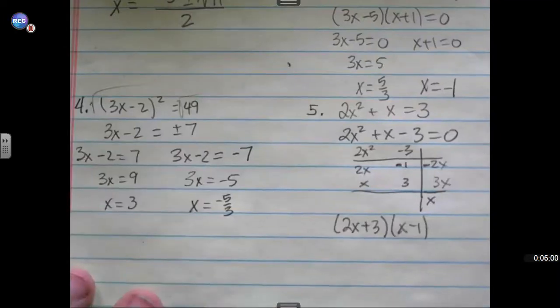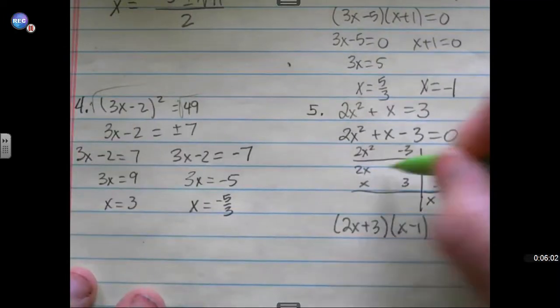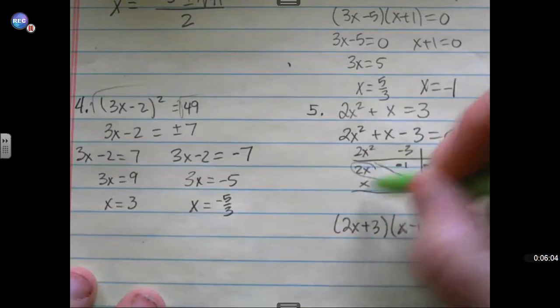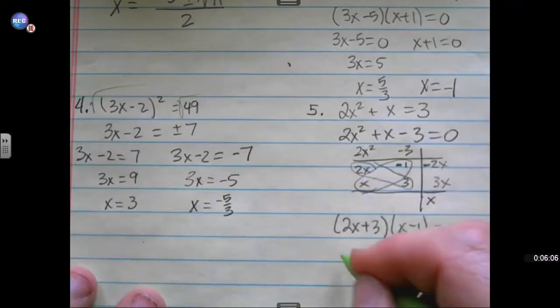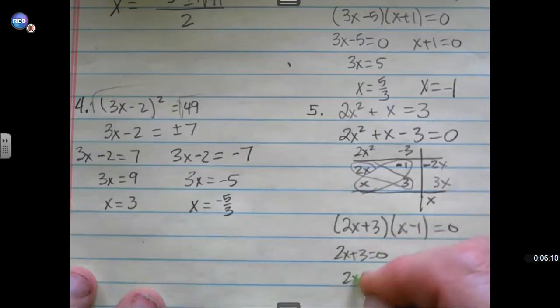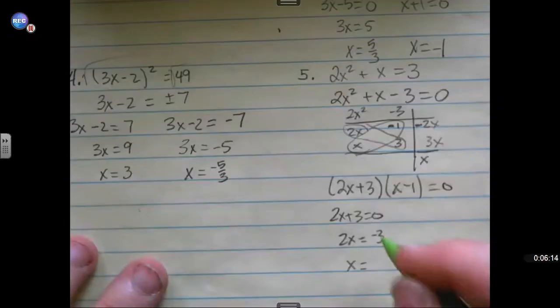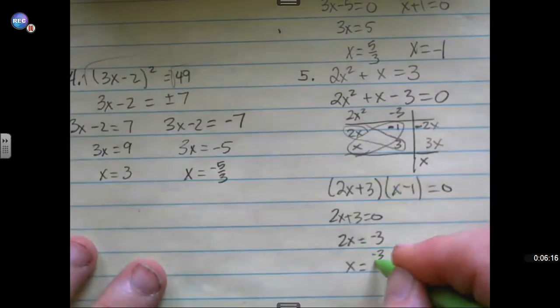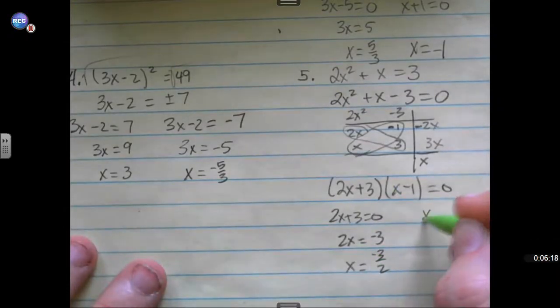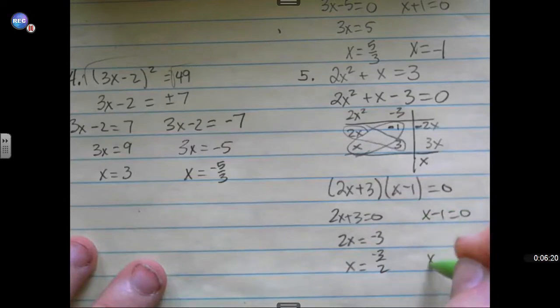Remember to take those answers diagonally. 2x plus 3, x minus 1. So 2x plus 3 equals 0. 2x equals negative 3. X is negative 3 halves. X minus 1 equals 0. X equals 1.